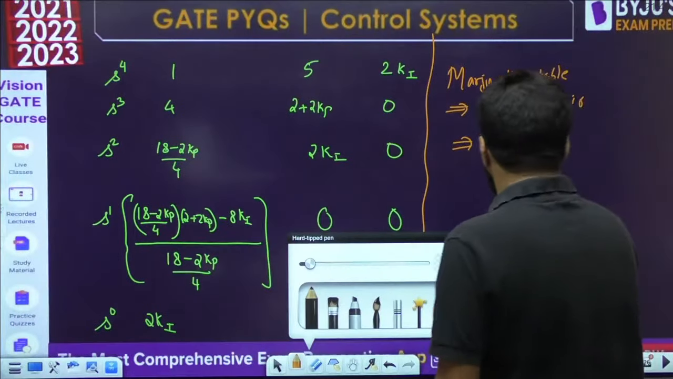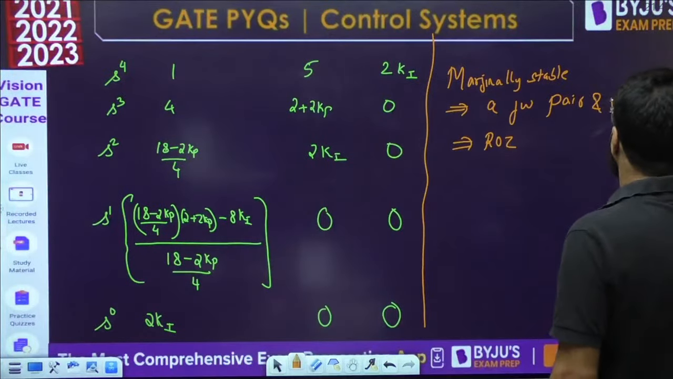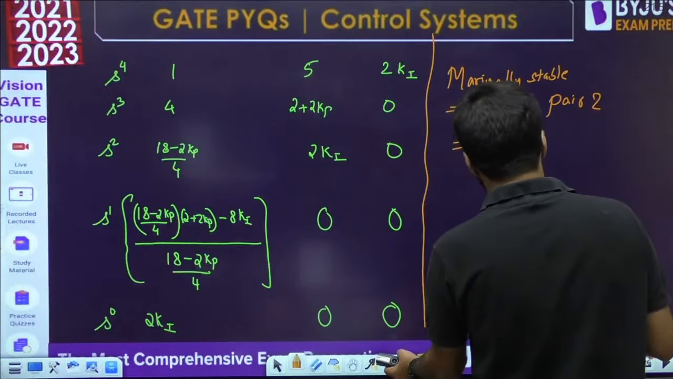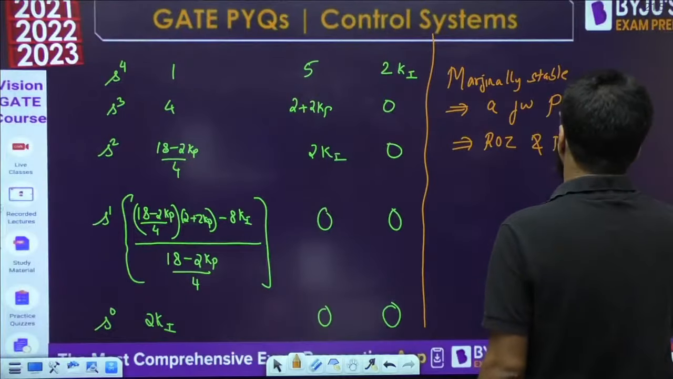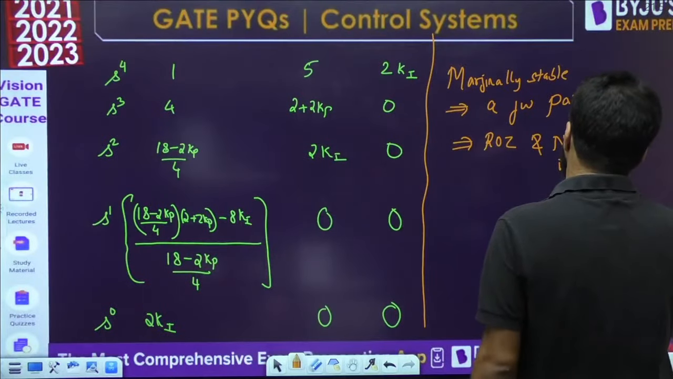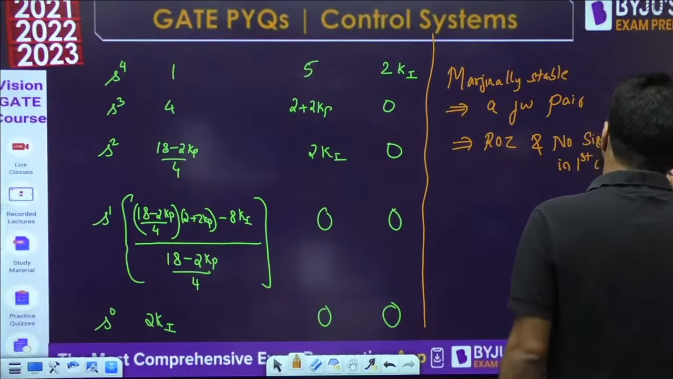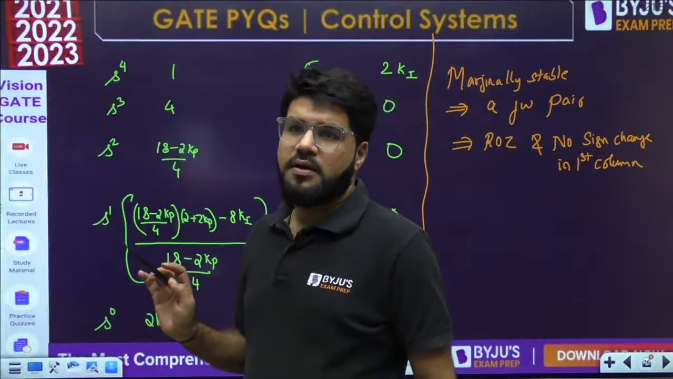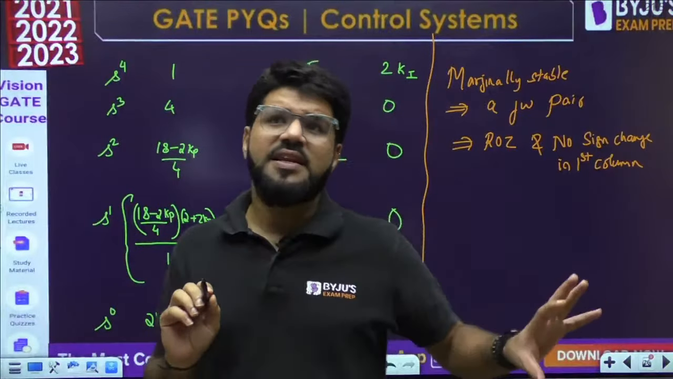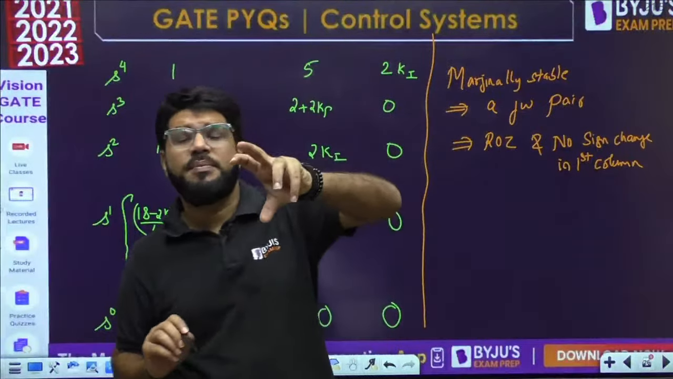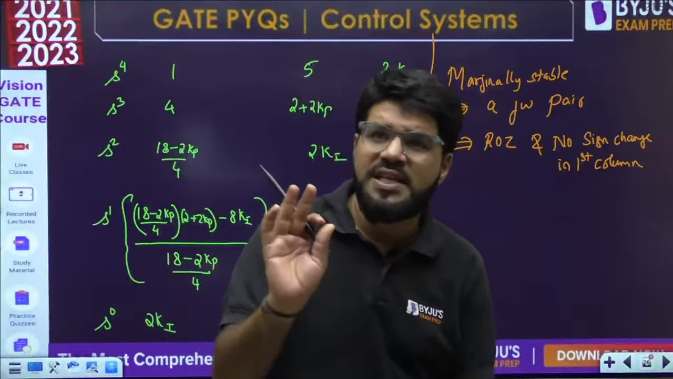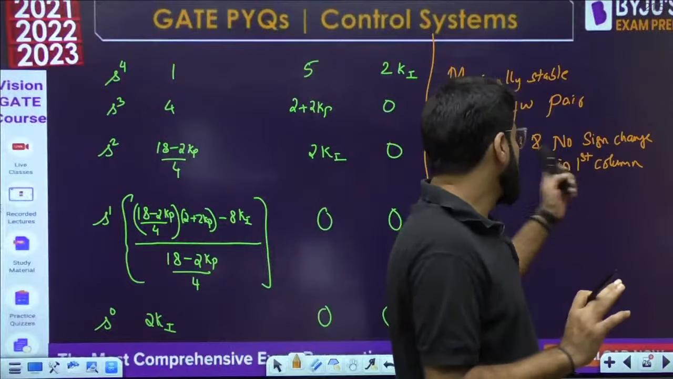Achha, also, there is one j omega pair, that means we need a ROZ, and also no sign change in the first column. Dekho, even if there is a j omega pair, but if there is a sign change in the first column, that also gives an RHP root. Marginally stable means a j omega pair and others in LHP, because even if there is a single RHP root, nothing matters. The system is unstable, and we don't want instability. We want stable or, worst case, marginally stable. So no sign change in the first column.